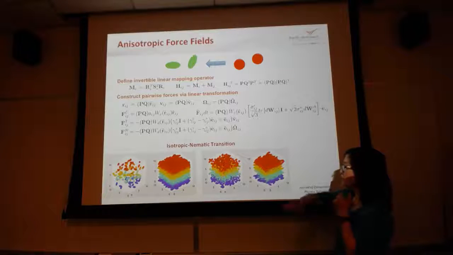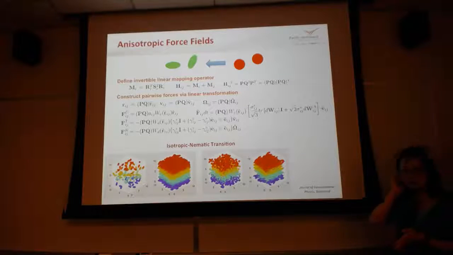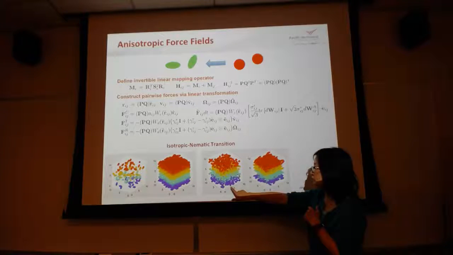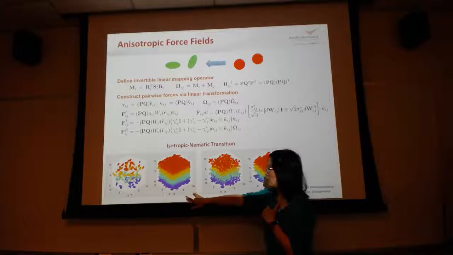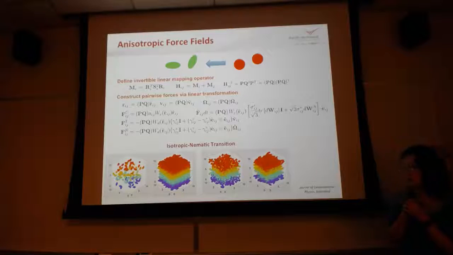So here, just to give you an example, again we are interested in very concentrated suspensions of ellipsoids, and the ellipsoid is non-rigid. Here we capture the transition when you increase the concentration or increase the aspect ratio of the ellipsoid.